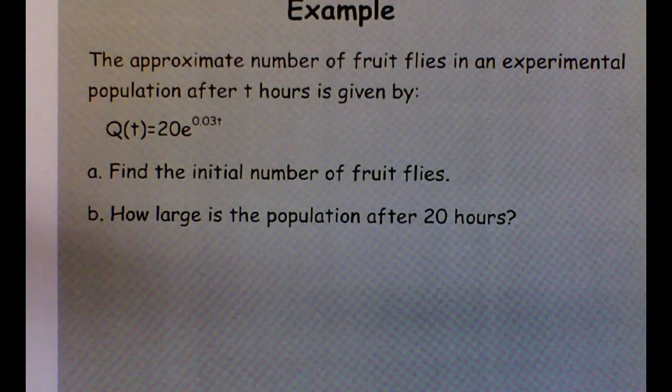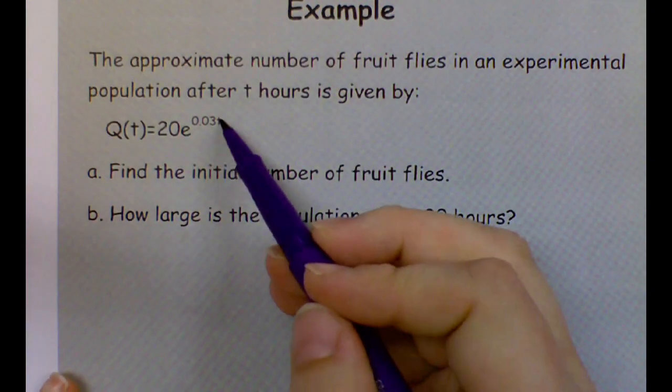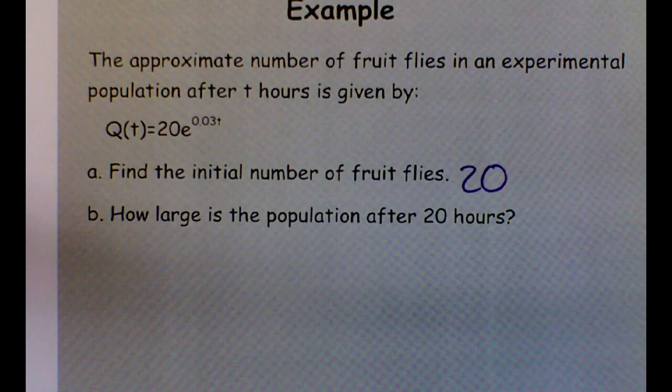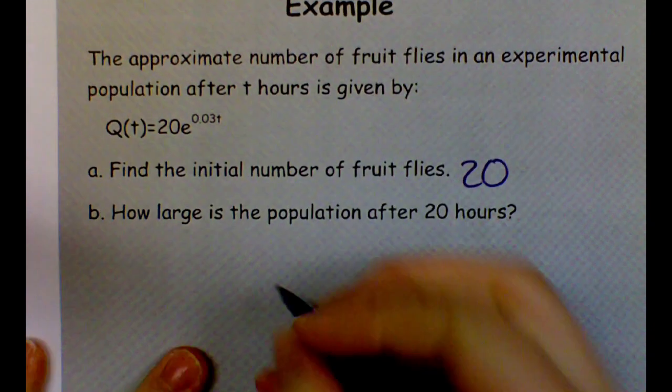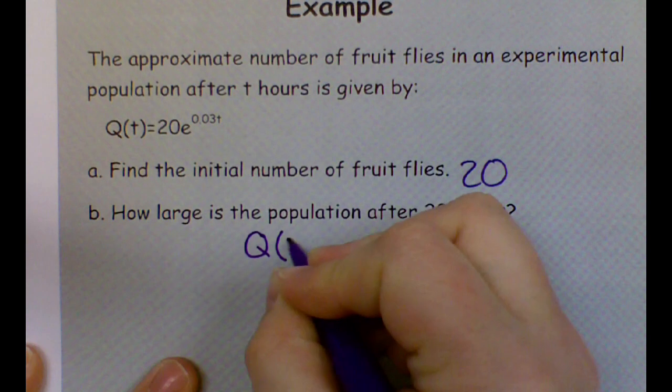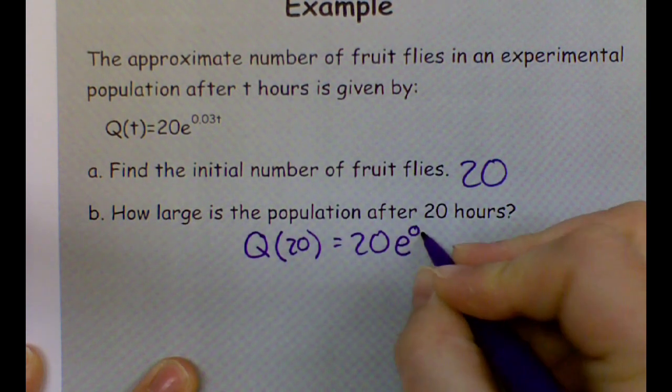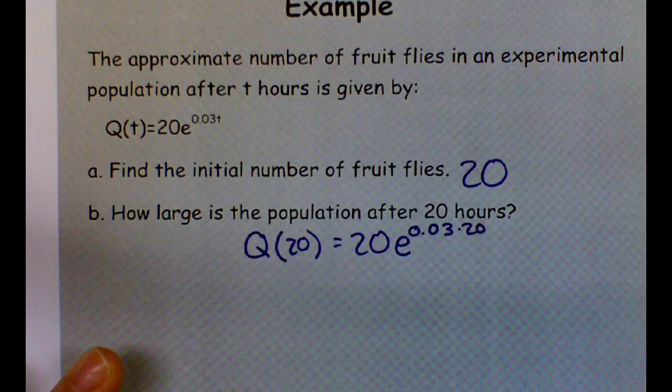All right, fruit flies. The approximate number of fruit flies in an experimental population after t hours is given by this equation. What is the initial number of fruit flies? So when t was 0, I have e to the 0 power, which is still 1. So I get 20. How large is the population after 20 hours? That means we are taking Q of 20, which is 20 times e to the 0.03 times 20.